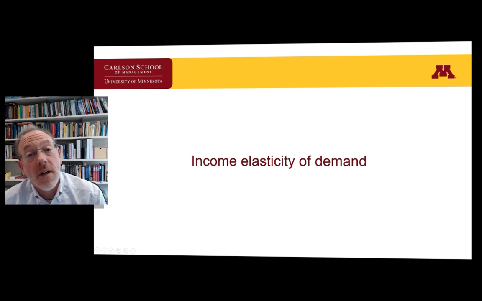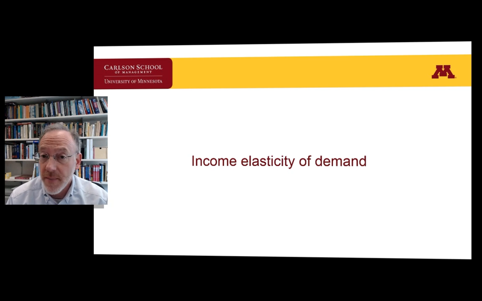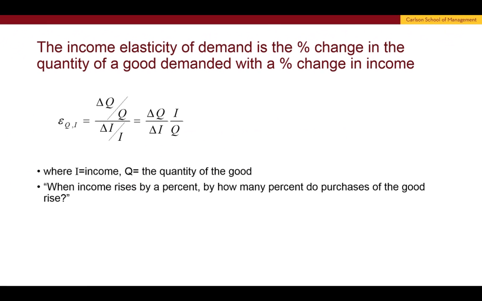In this module, let's talk about the income elasticity of demand. The income elasticity of demand is the percent change in the quantity of a good demanded with a percent change in income. As a formula, it looks like this. So this epsilon q comma I is delta q over q, which is the percent change in quantity, divided by delta I over I, which is the percent change in income.